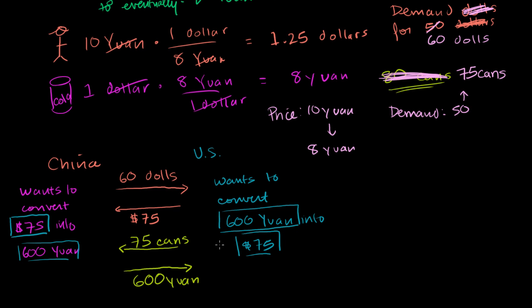Hopefully that doesn't confuse you too much. In the next video, we'll talk about how a government, and we'll talk about the Chinese central bank in particular, could intervene so that this doesn't happen, so that they can always ship more to the US than the US ships to China.